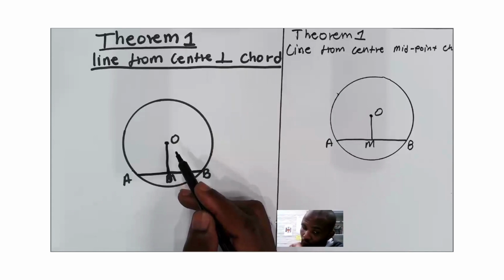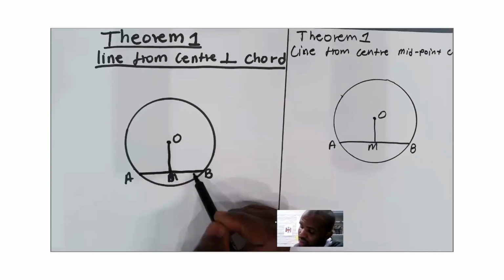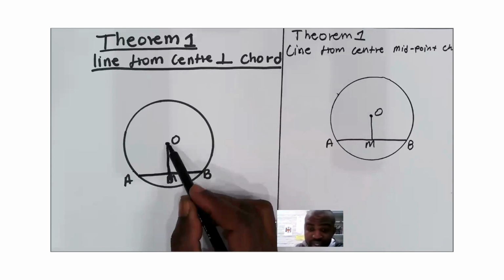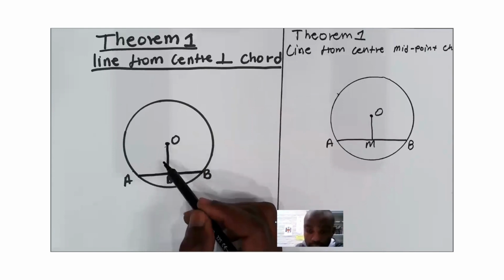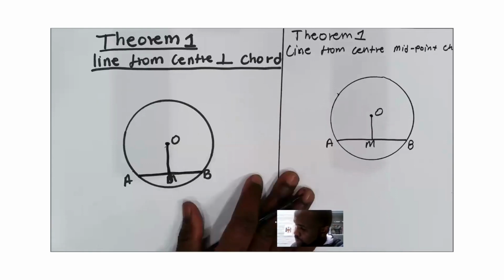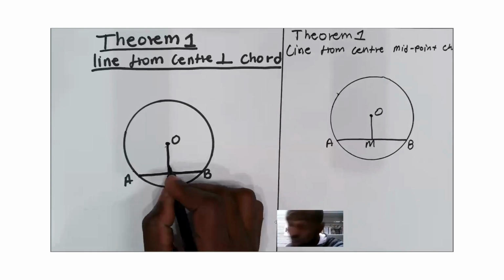A chord is just a line that passes anywhere in your circle going to another circumference, that is a chord. But if your line passes through the center, then that is what? A diameter. So bathi a line from the center is perpendicular to the chord. So a line from the center is perpendicular to the chord. That's what we are given.